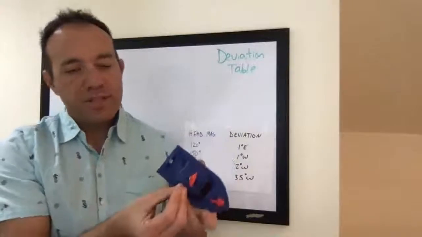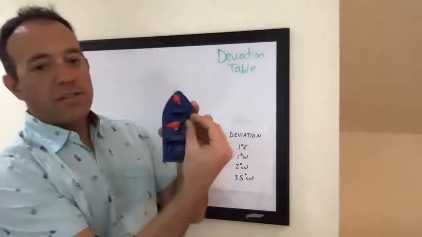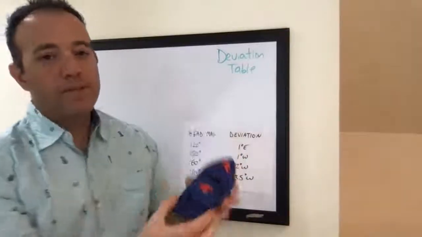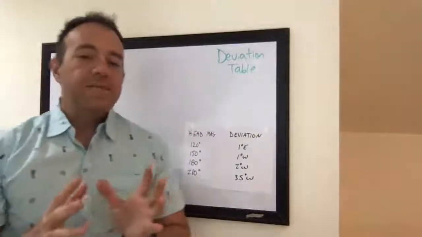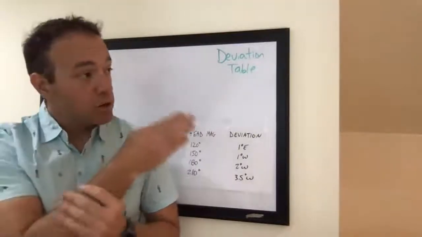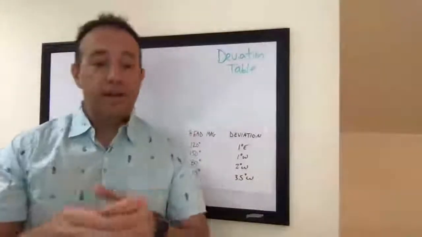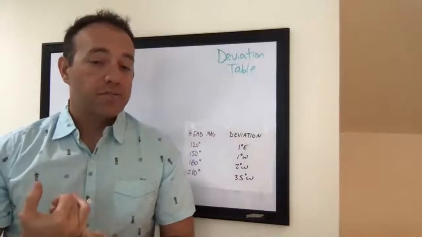And if the ship is pointing this way, the compass is going to get pulled a little bit this way. If the ship is pointing this way, it's going to get pulled a little bit that way because of the metal. And so the key point there is that with deviation, it really depends on where the ship is pointing. It doesn't matter where you're looking. It matters where the ship is pointing.